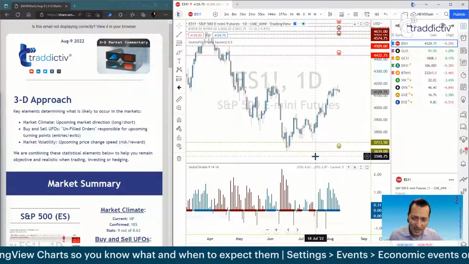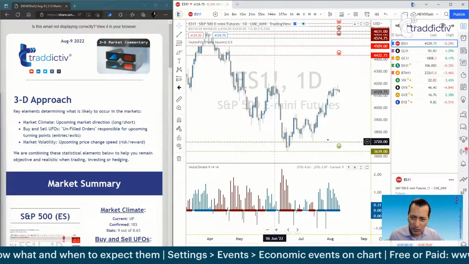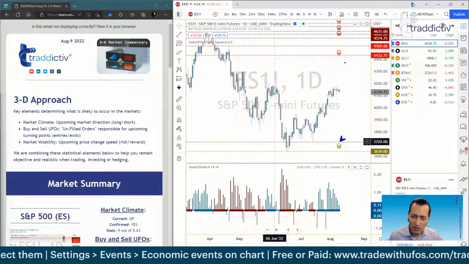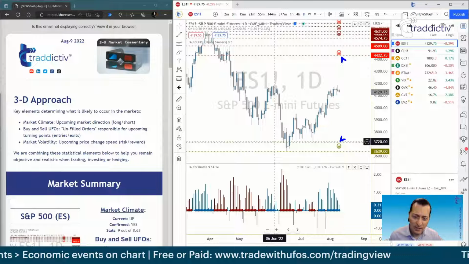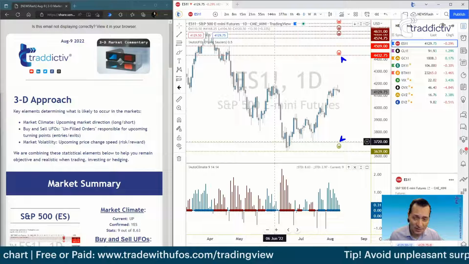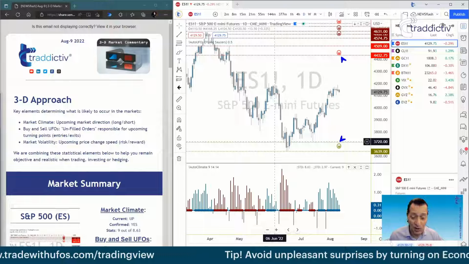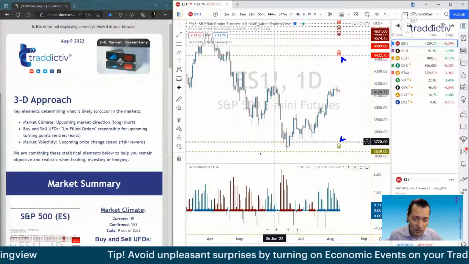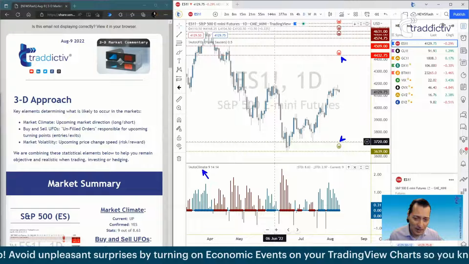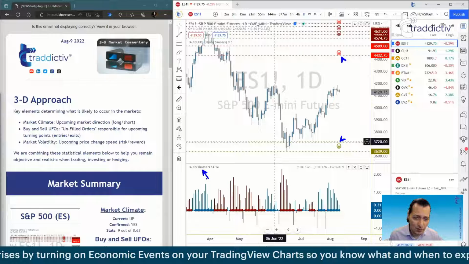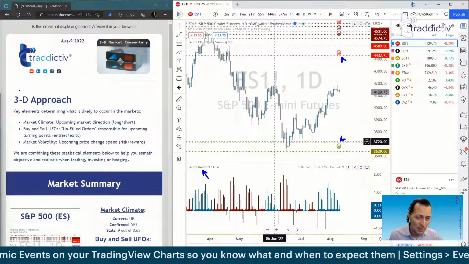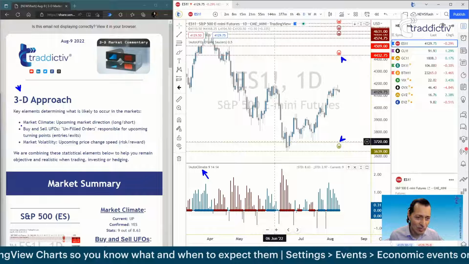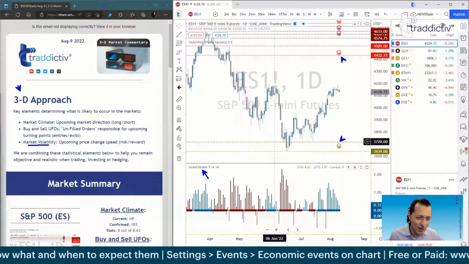What do we have? Well, we have UFOs on the upper part of the chart. You can see those UFOs because they look like flying saucers, so we call them UFOs. They stand for on-field orders. On the bottom part, we have autoclimate. And if you are guessing it, UFOs and autoclimate are two of our Ds, the third D being market volatility.